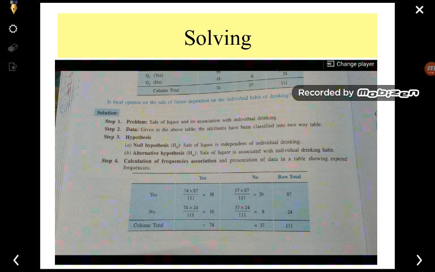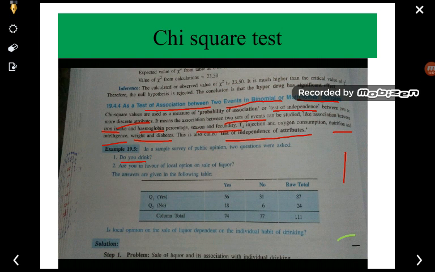So the next step is the data. What is the data given? Given in the above table, the attributes have been classified in a two-way table. Two-way means two questions were asked. 56 people say yes to "Do you drink?" and 31 people say no. So 56 people say yes, we drink, and 31 people say no, we don't drink.